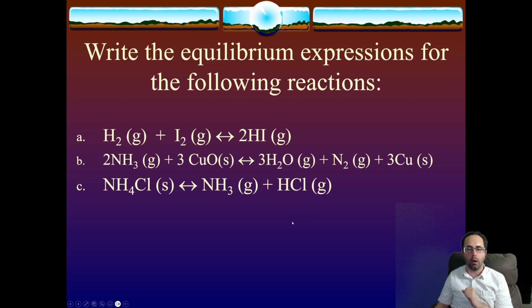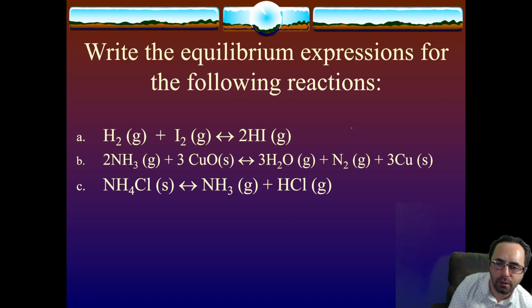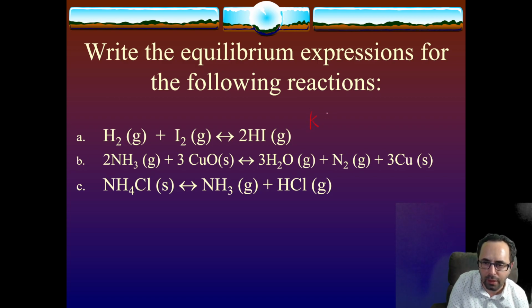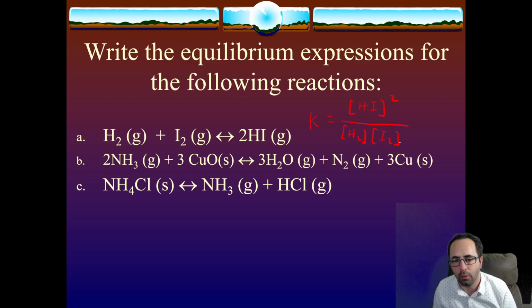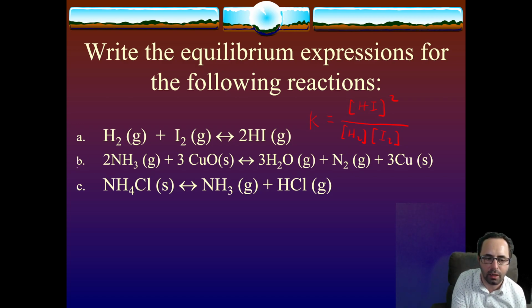Okay, so you've unpaused. Let's talk about what these equilibrium constants are. So here we're going to have products over reactants. So the K for this reaction is going to have the concentration of the HI, which we're going to square because there's a 2 for the coefficient. And that's going to be divided by the concentration of H2 to the first power, also divided by the concentration of I2 to the first power. And that's the equilibrium constant for that reaction.